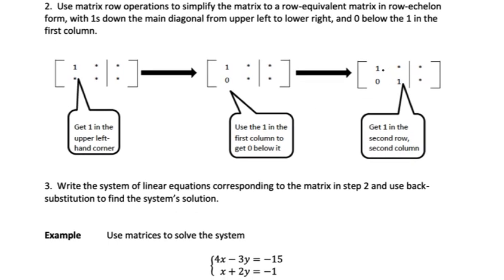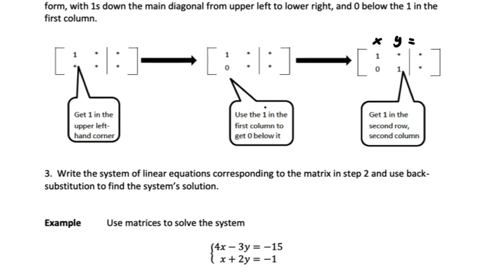Once you get it into row echelon form, then you put the matrix back into linear equations and use substitution to find the solution. So remember that the first column is going to be coefficients of x, the second column is coefficients of y, the vertical line represents the equal sign, and then the numbers to the right of the vertical line go to the right of the equal sign.